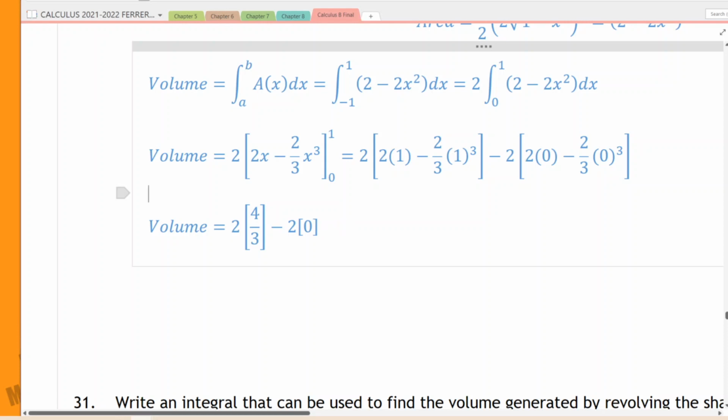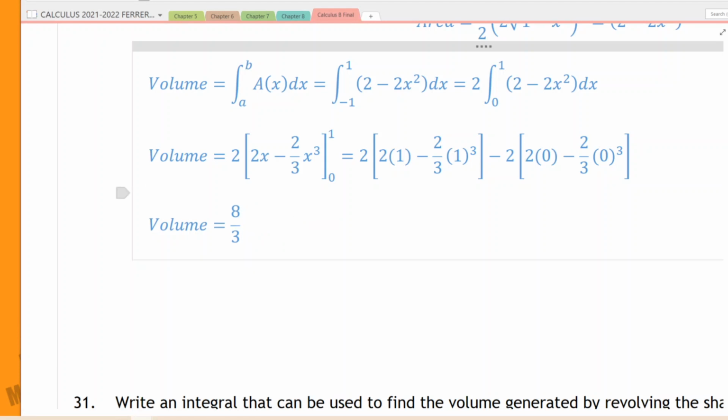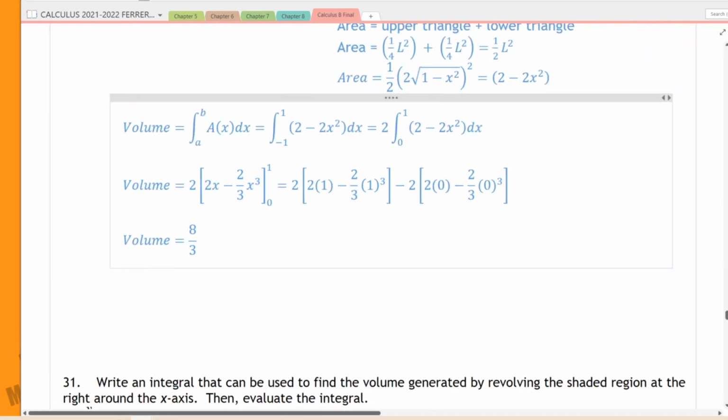Now we'll multiply again. 2 times 4/3 is 8/3, and 2 times 0 is 0. And of course, 8/3 minus 0 is just 8/3. And that just about does it for this problem. Our volume is 8/3. Okay.